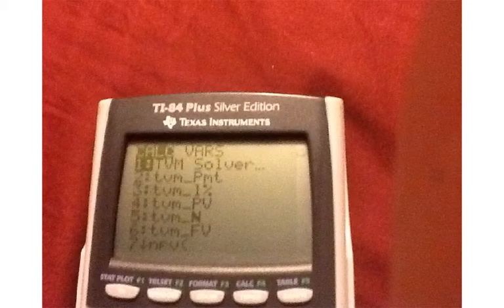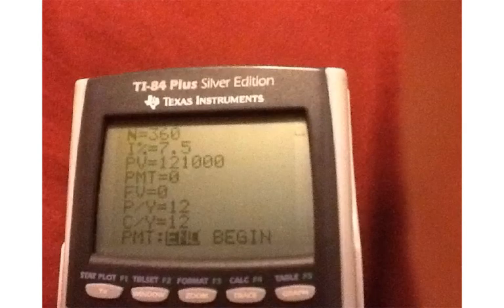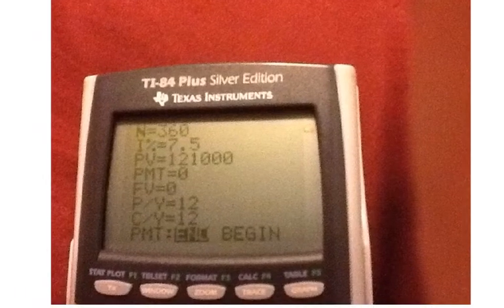First thing I want you to do is there's a purple button that says apps. When you see apps, you will see this screen and you go ahead and hit enter. Then you will have this screen, not necessarily with the same numbers, but these are the numbers that we know.